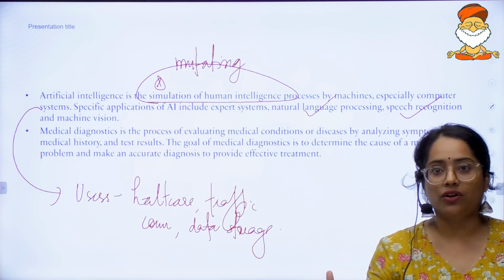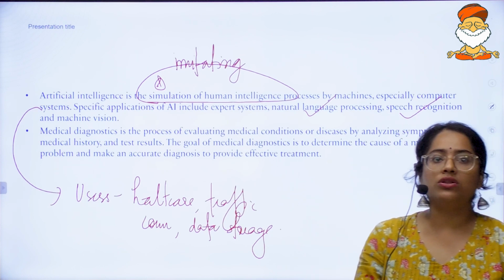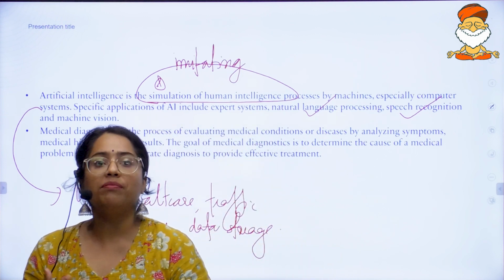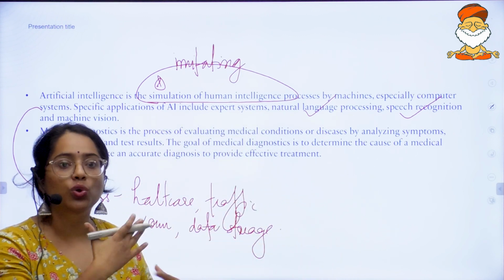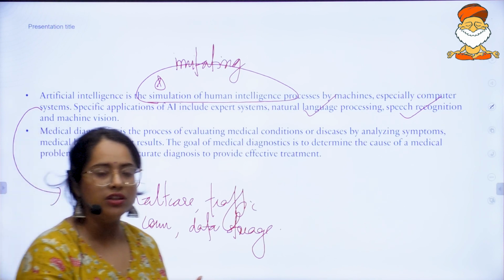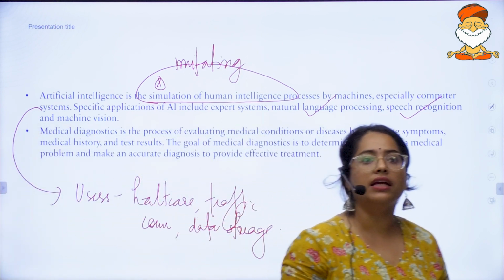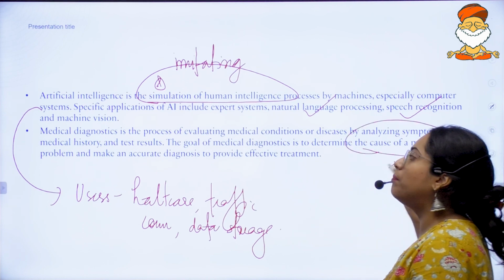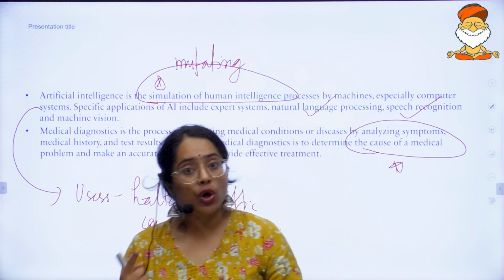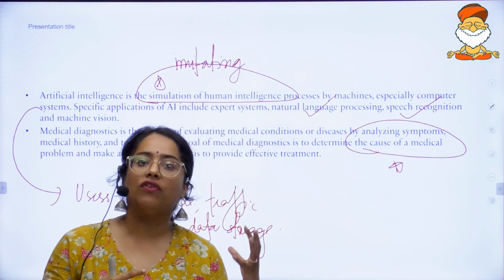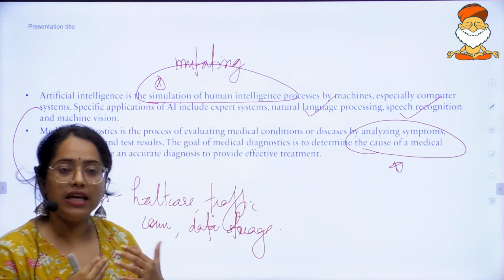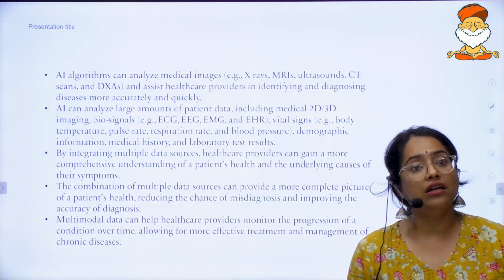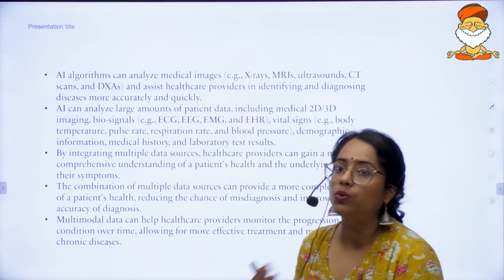Deal with medical diagnosis. So what exactly is medical diagnosis? Medical diagnosis is basically the process where you look into the different medical conditions of a patient. You look into the different symptoms of the patient, do certain tests regarding it, and then finally you determine the cause of a medical problem. And once you determine the cause, you give the idea for an effective treatment. This is the idea of medical diagnosis. So establish that, and then you go on to what AI can do in this field.